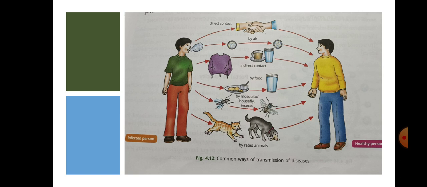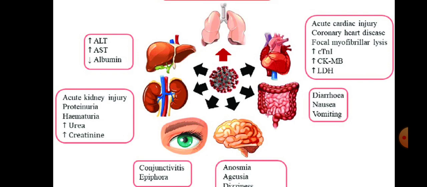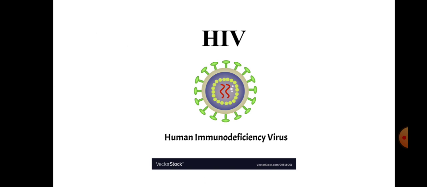Okay, you see the picture. It shows common ways of transmission of disease, indirect transmission. Next we study about, as I already told, AIDS, a disease caused by direct contact.